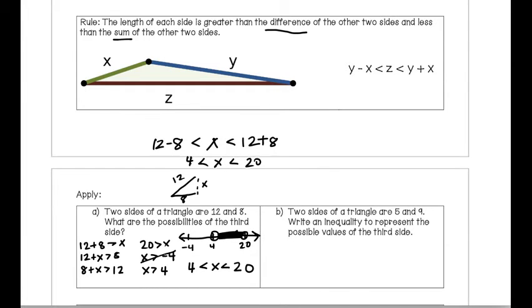So I'm going to use the rule to do this one here, and I'm going to say that the difference, 9 minus 5, must be less than x, our third side that we don't know, which must be less than the sum of the two sides. So we have 9 minus 5, which is 4, should be less than x, which is less than 14. That means that x must be somewhere between 4 and 14 for this triangle inequality to work.